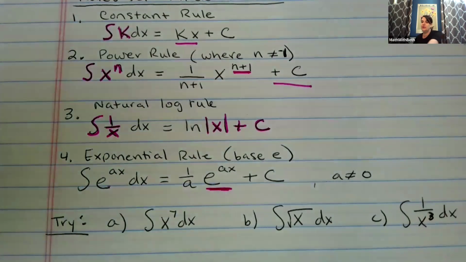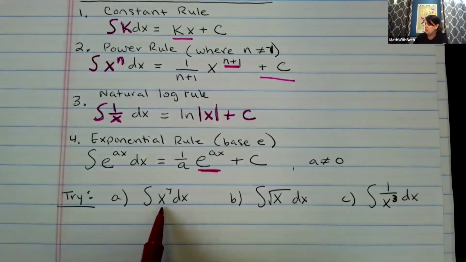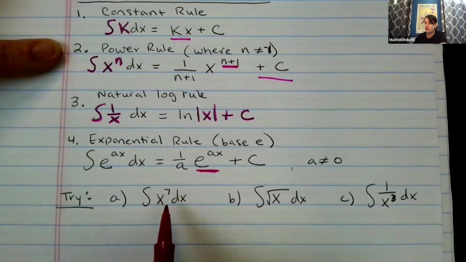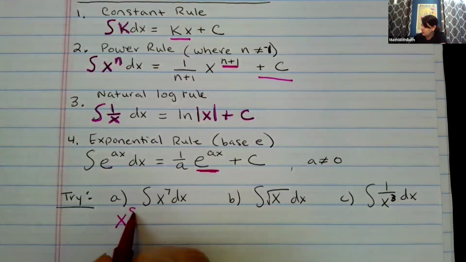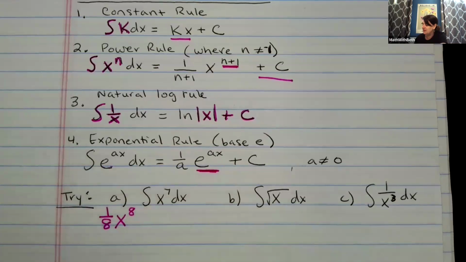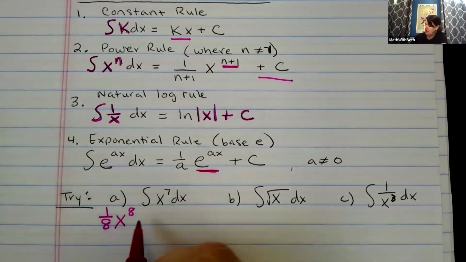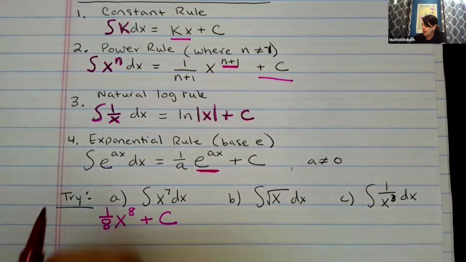So let's try a few to see if this makes a little more sense when you see it done. So this would be the power rule, right? So I'm looking at rule 2 to find the antiderivative, and it would be x to the 7 plus 1, but then I also have to have 1 over that same number out front, and then my plus c.